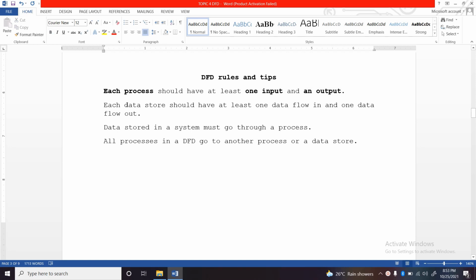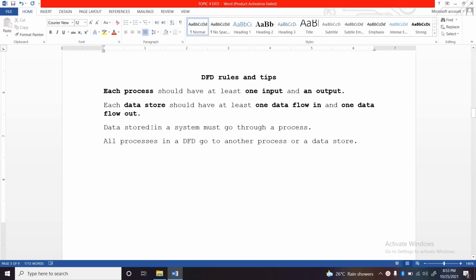And then each data store should have at least one data flow in and one data flow out. This is also the same as the first one, no? So each process should have at least one input and an output, which is represented by an arrow, and also the data store should have at least one data flow in and one data flow out.